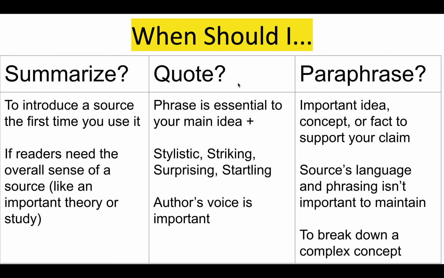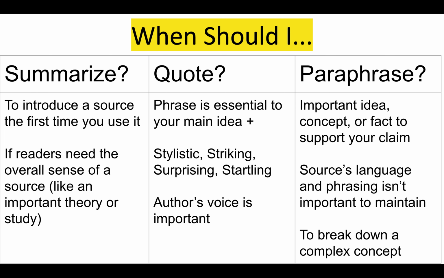We choose to quote word for word from the author when the phrase itself is really essential to the main idea. So I like these S words here: when the phrase that the original author and the source use is very stylistic, it's very striking or surprising or startling, and we want to keep the author's original language. Or when their writing voice is really important to preserve. So for example, if they're writing in a particular dialect, if they said it in a really rhetorically powerful way, or if it's a really essential key point. In that case, we should quote.